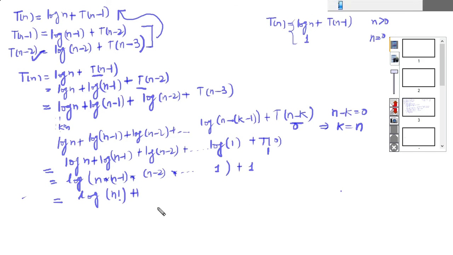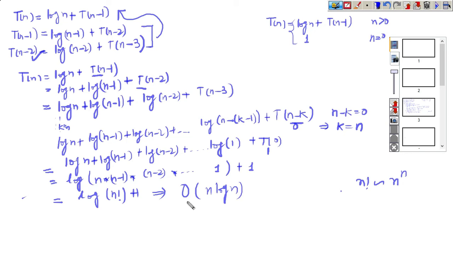plus 1. And this term in the asymptotic notation is equivalent to n raised to the power n. So here you can say that this is actually big O of n log n. This is our running time for this kind of algorithm.